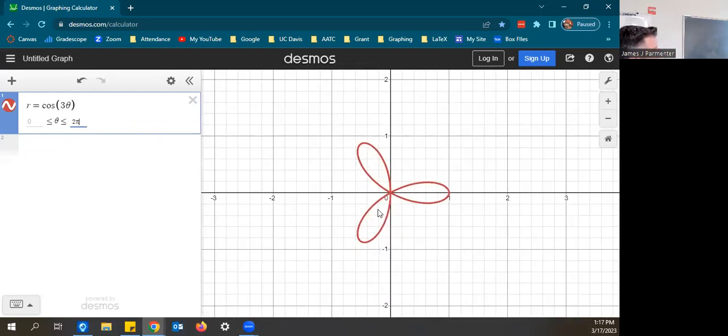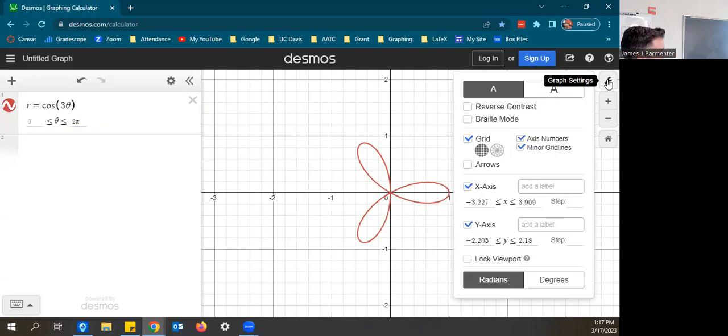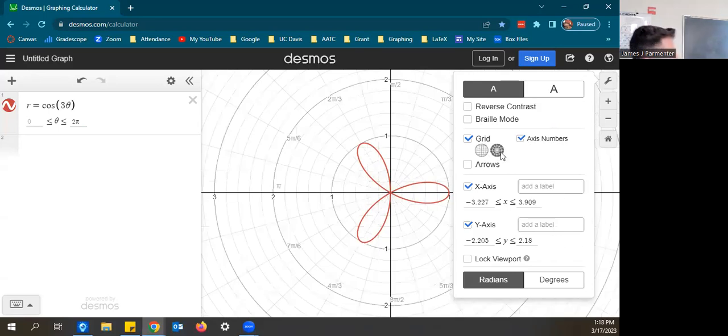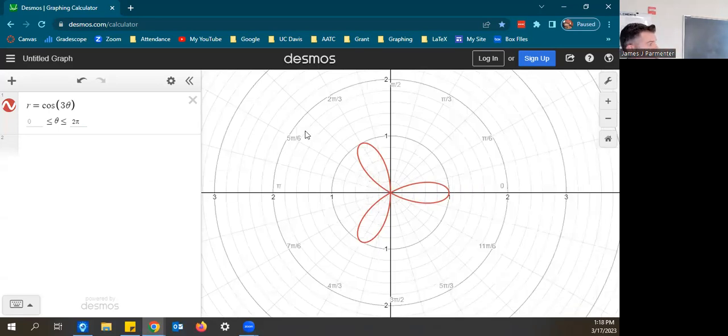Also, if you want to make it easier to see what's happening in a polar sort of way, you can go up here and change your grid to be like this. That makes it a little more obvious as to what's going on. It's kind of cool.